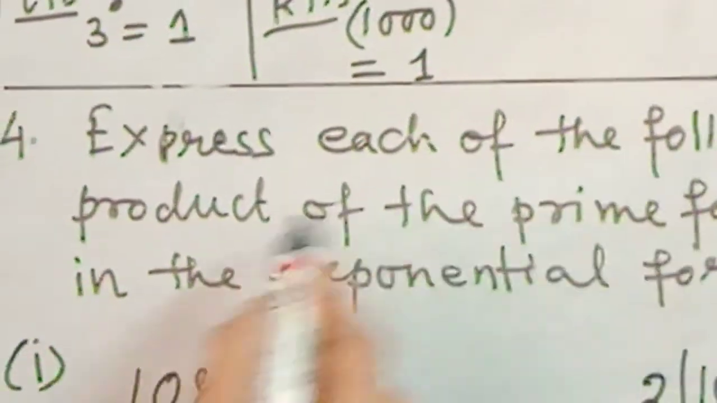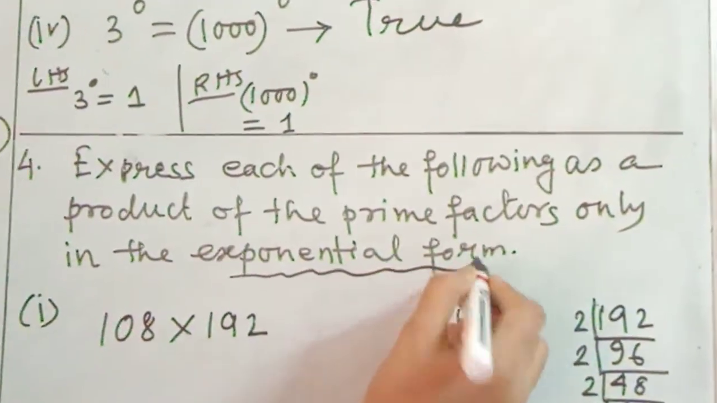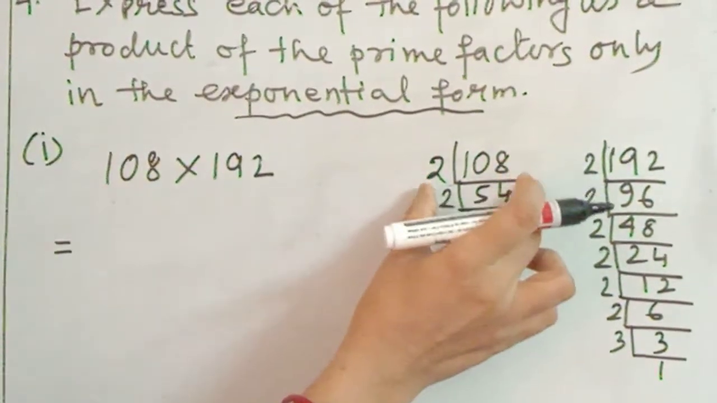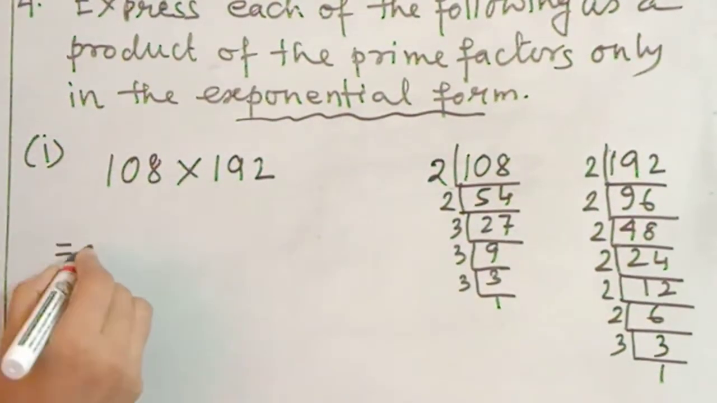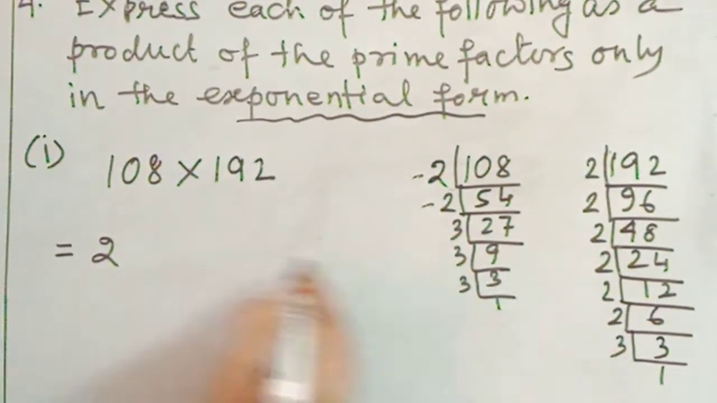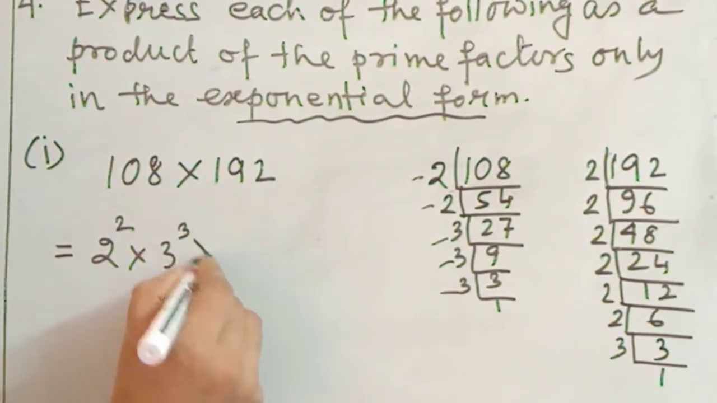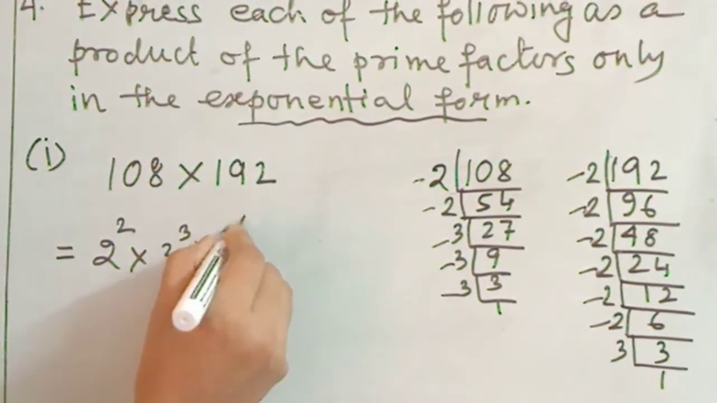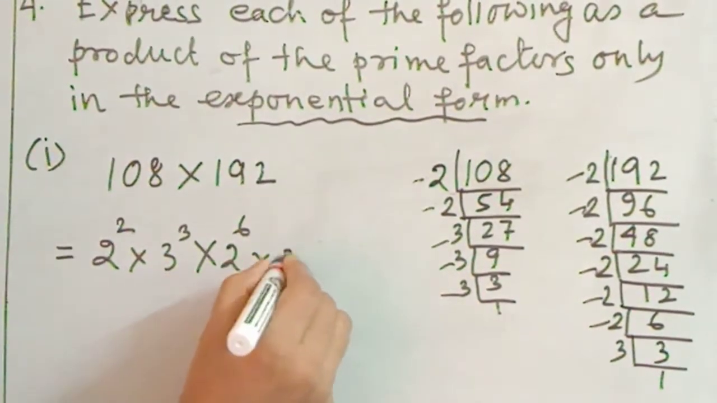Now question number 4. Express each of the following as a product of the prime factors and give the answer only in the exponential form. 108 into 192. First of all, you have to find the prime factors of 108 and 192. You can see that 108 is 2 to the power 2 into 3 to the power 3. Then 192 is 2 to the power 6 into 3.